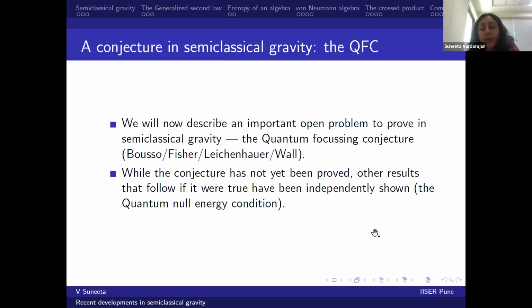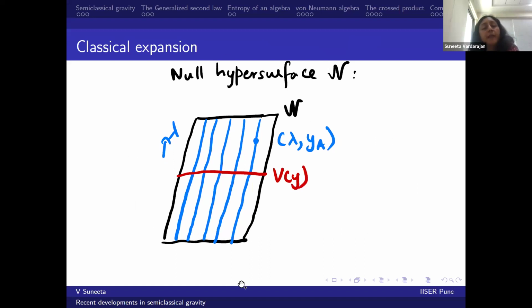Now, let me remind you of the interesting properties of a null hypersurface. The null hypersurface is always ruled. These blue lines are ruling the null hypersurface, and these blue lines are actually null geodesics. So a null hypersurface is ruled by null geodesics. Now, if I take the parameter along the null geodesic to be lambda, and if I take transverse coordinates to those blue lines to be coordinates y, then I can define a coordinate system on the null hypersurface using this lambda and using the transverse coordinates y.